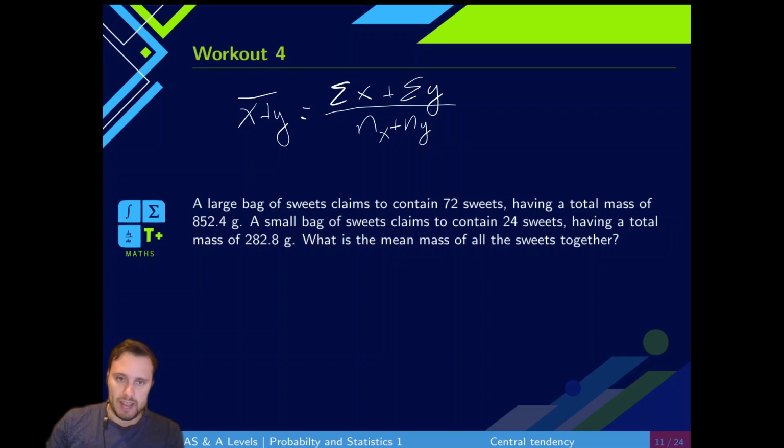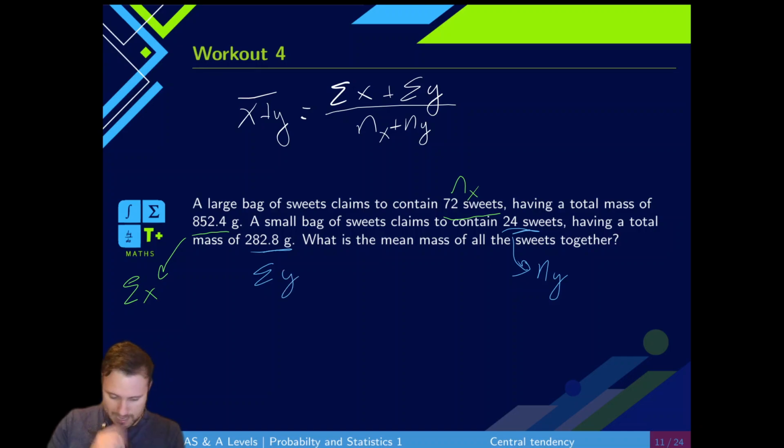We have a large bag of sweets that has 72 sweets. So we're going to call this 72. It's going to be the number for x. And it has a total mass of 854.4. This is going to be the sum of x. And then we have 24 sweets. This is going to be the number for y, and it has a total mass of 282.8. This is going to be the sum of y, and we're asked to find the mean mass. The mean mass is exactly the mean of x plus y.